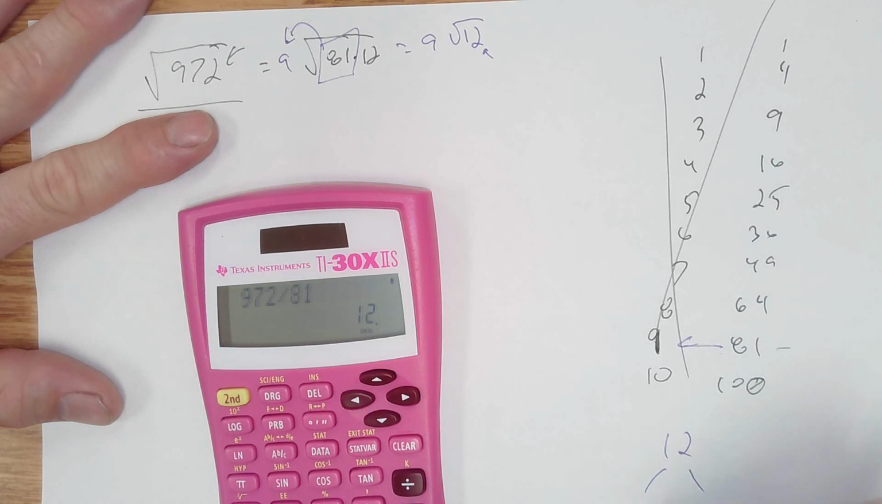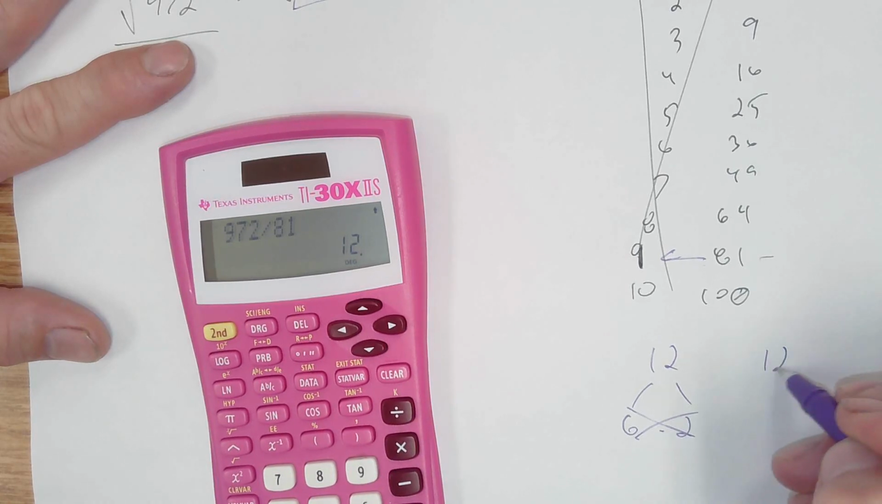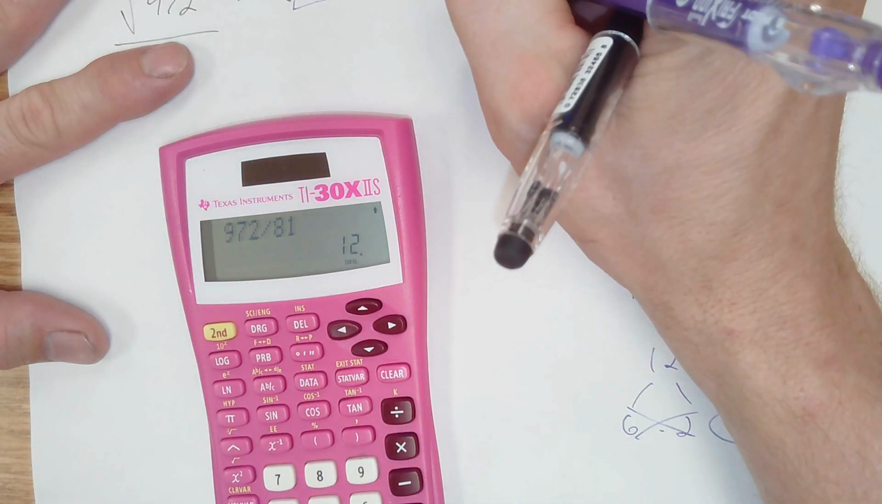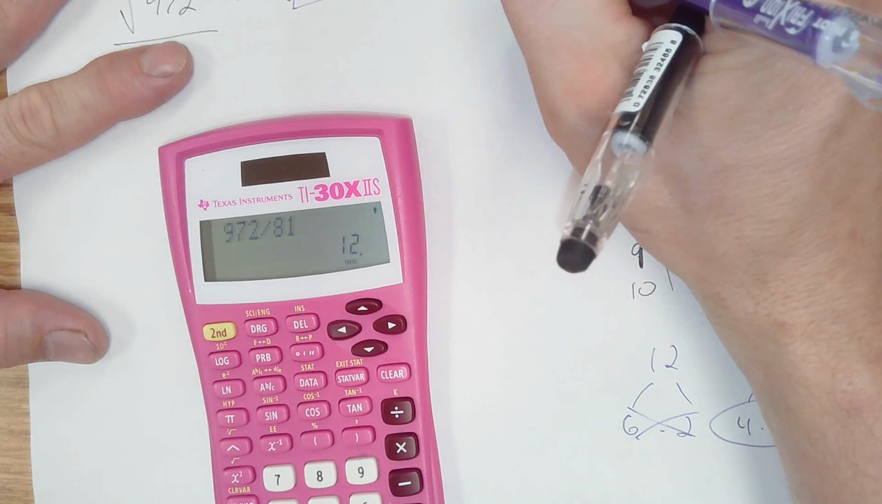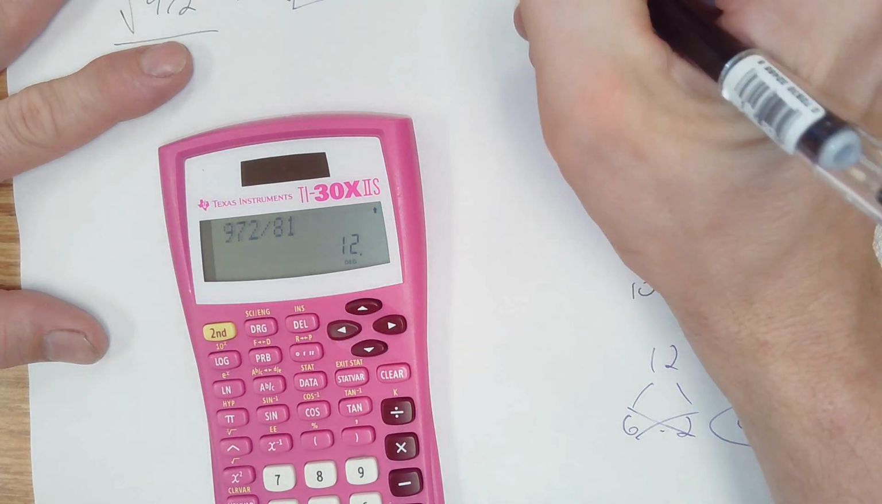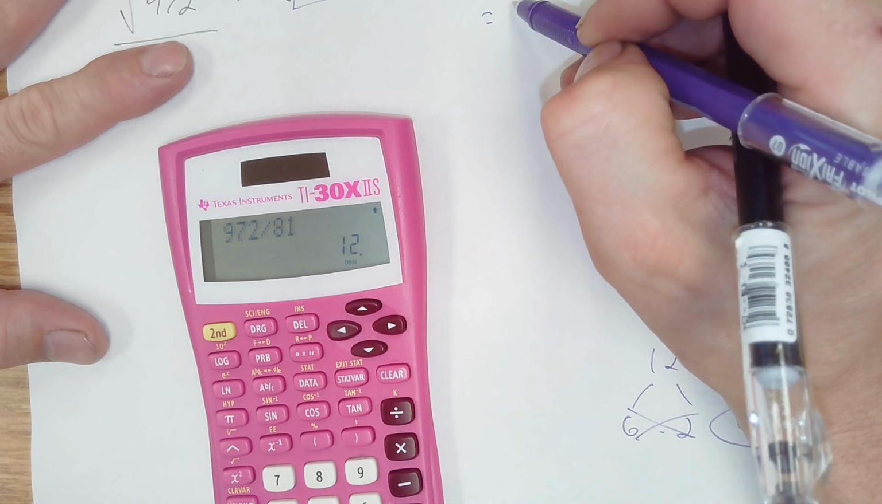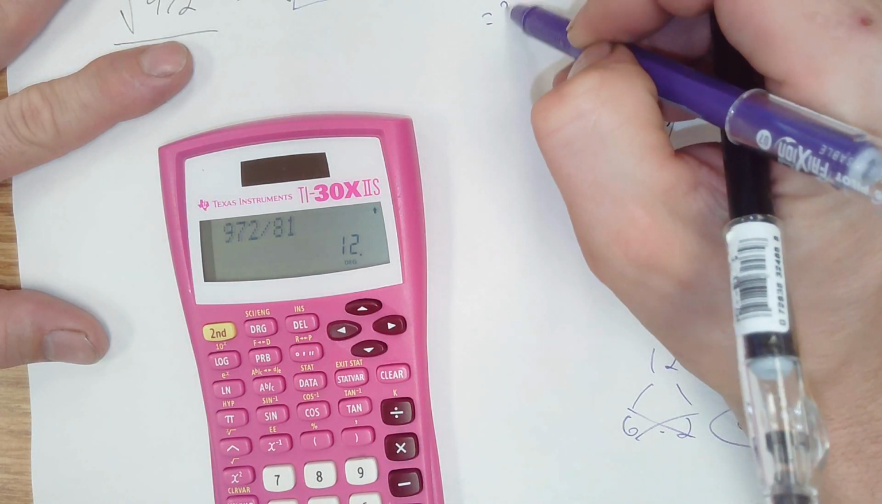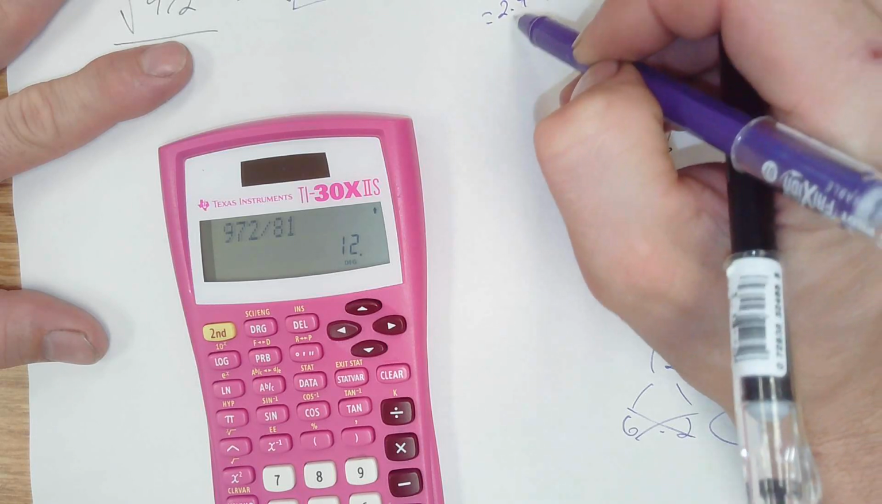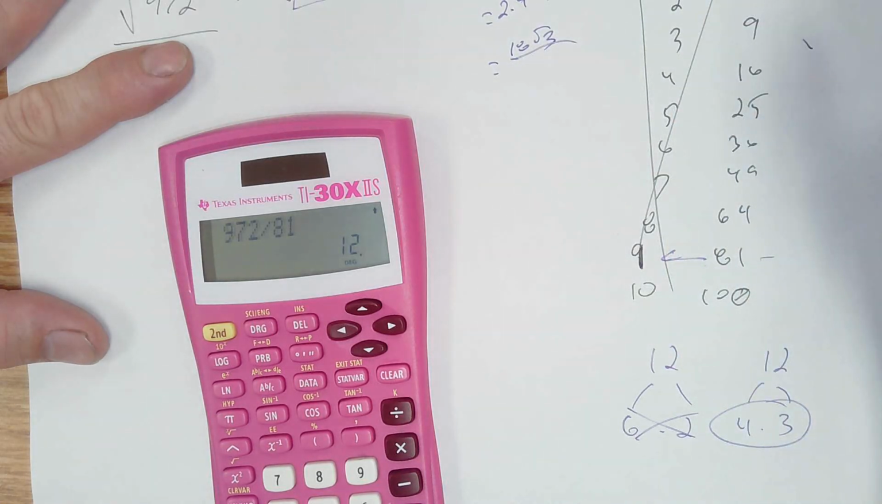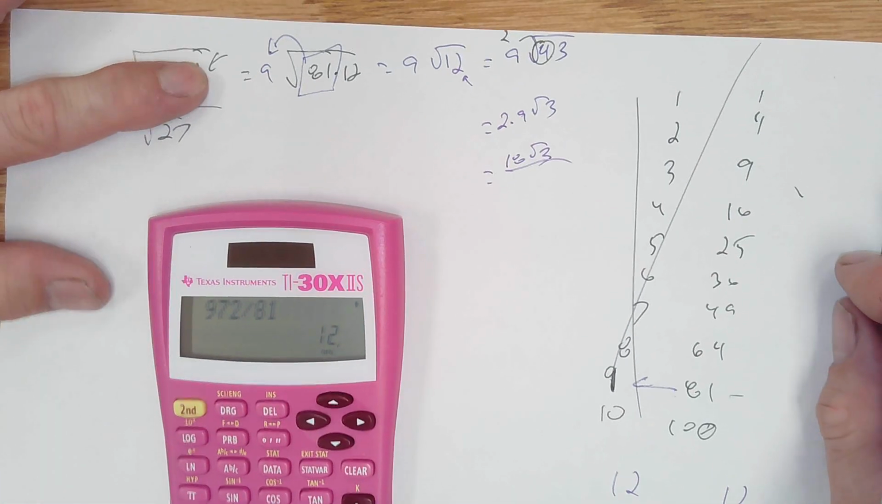Well, 6 times 2 doesn't work because neither of those are perfect squares. But if I do 4 times 3, those factors, 4 is a perfect square. So 3 times 4 is 12. So this equals 9 times the square root of 12, which is 4 times 3. This can come out as a 2, right? So this is going to be equal to 2 times 9 square root of 3, and this equals 18 square root of 3. So that's just the numerator. Let's do the denominator.